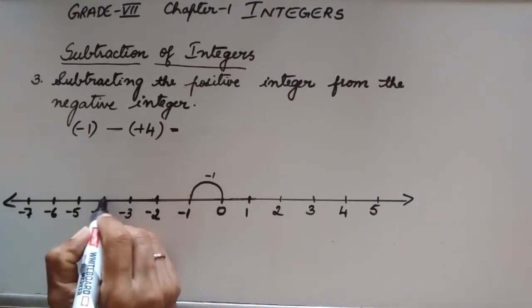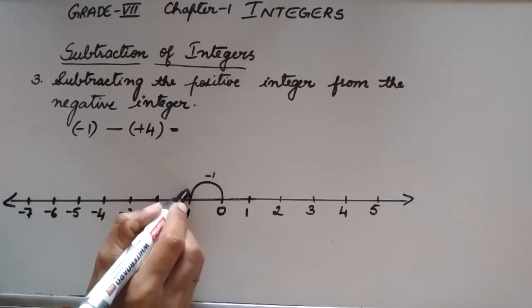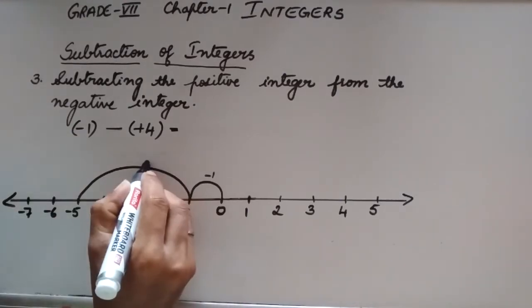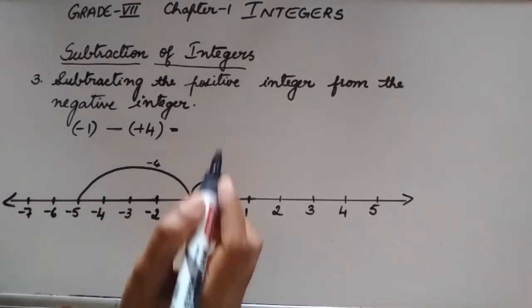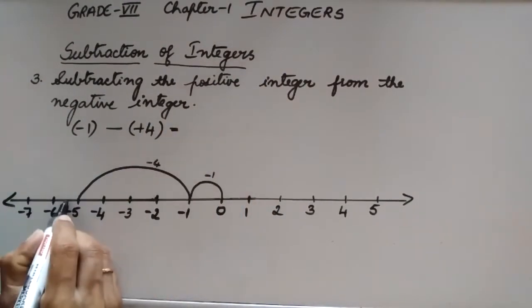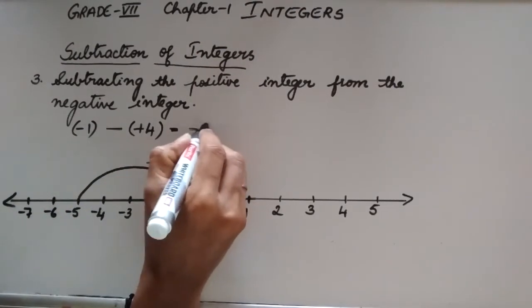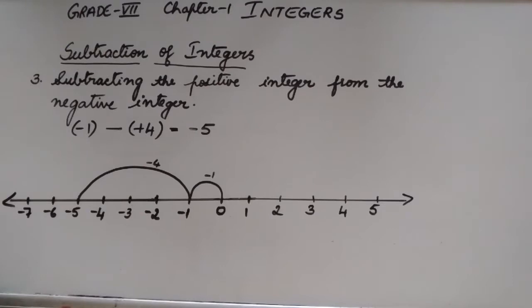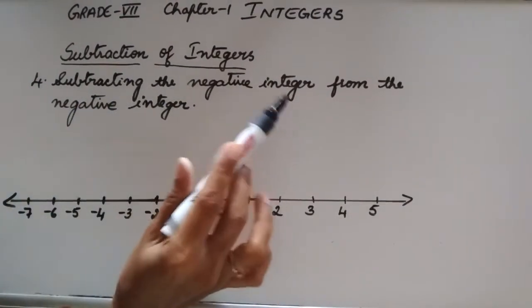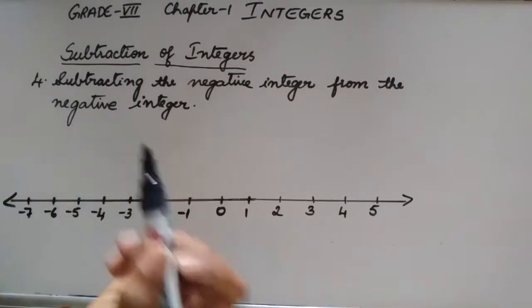So 1, 2, 3, 4. So here I reach. So this is minus 4. So the answer is minus 5. Did you get this, students? Yes. Next, let us see the fourth type and the last type. Okay, the fourth type, subtracting the negative integer from the negative integer.